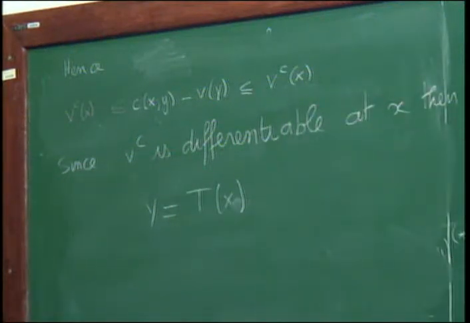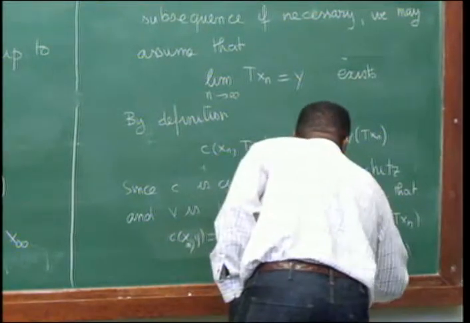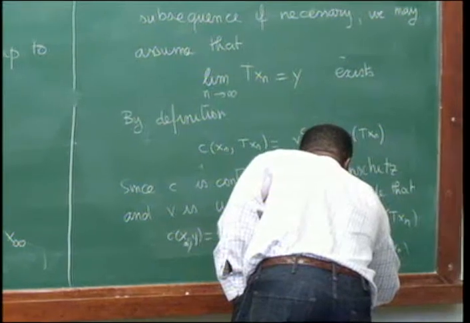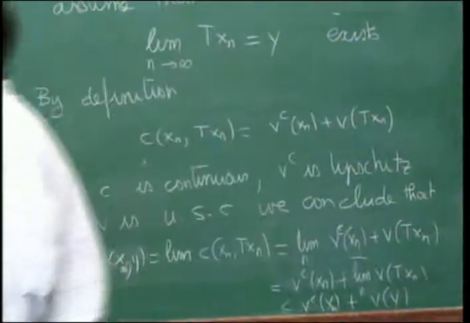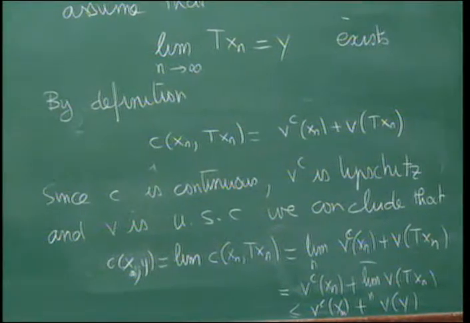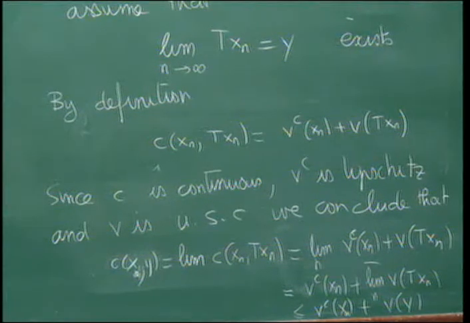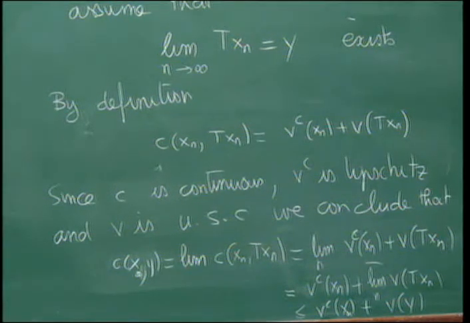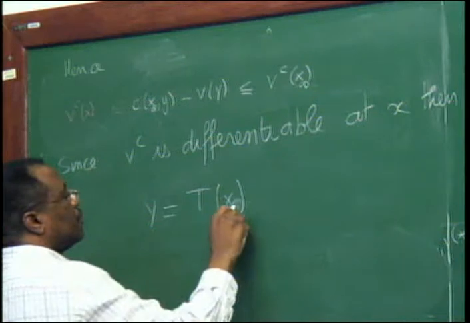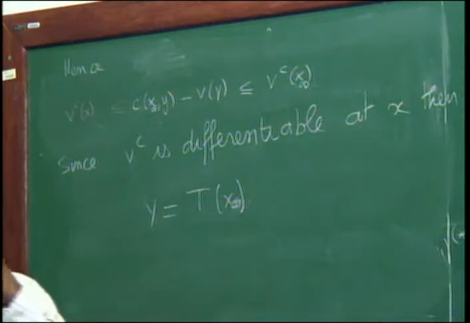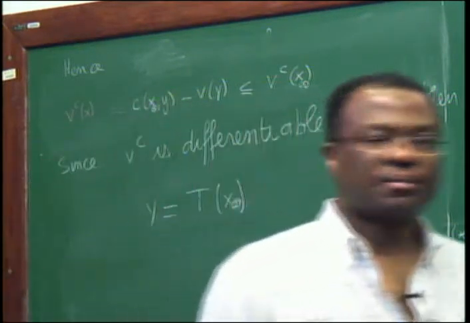So let me check my notation. It was S infinity. So this is x infinity. That is S infinity. This is S infinity. And so we have continuity.